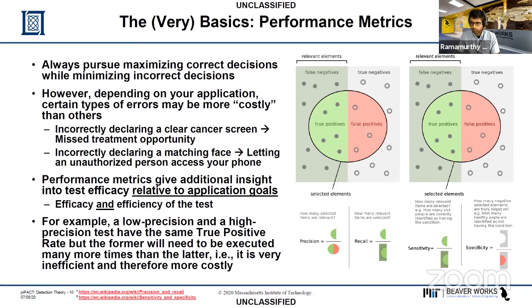So for example, if you're going in to get a cancer screen, and you're incorrectly declared to be free of cancer, but you actually have cancer, right? You've missed a treatment opportunity. So that's a false negative. And so in that sense, false negatives are much more costly than false positives because you would like to err on the side of caution. However, on the other side, from more of a security standpoint, getting into your phone using your face, you would probably want to err on the side of allowing more false negatives.